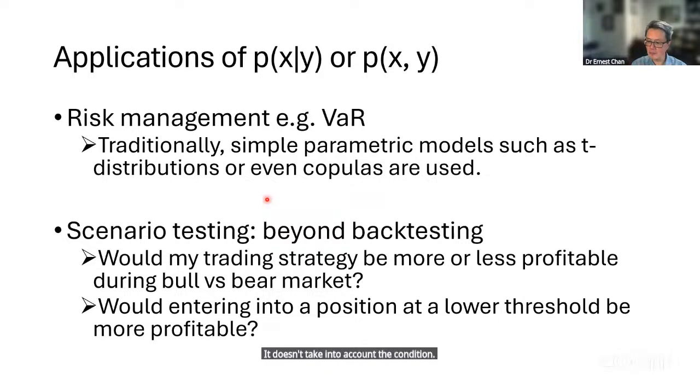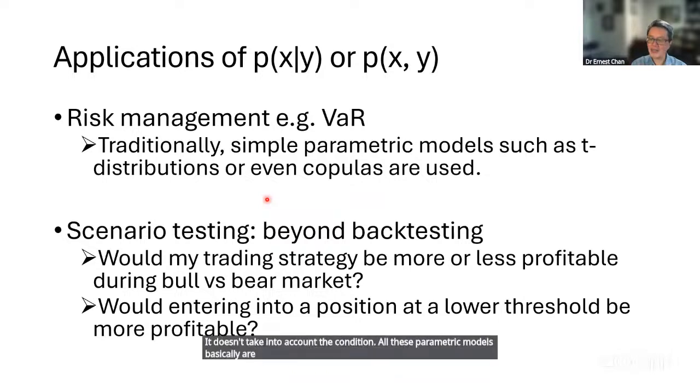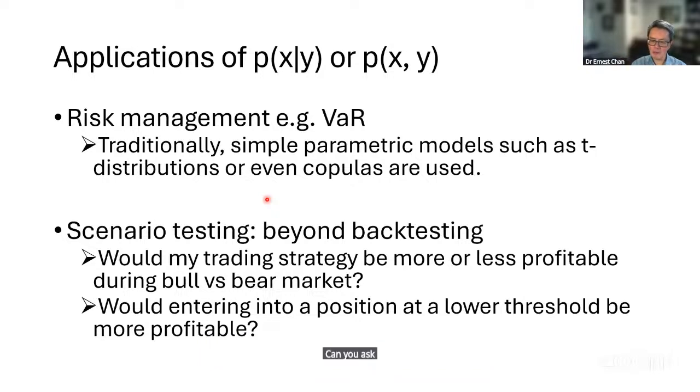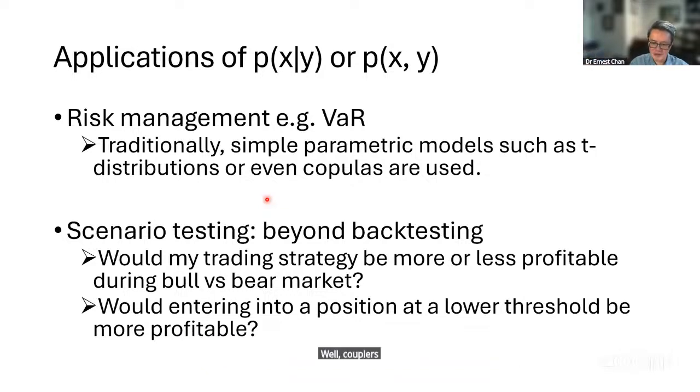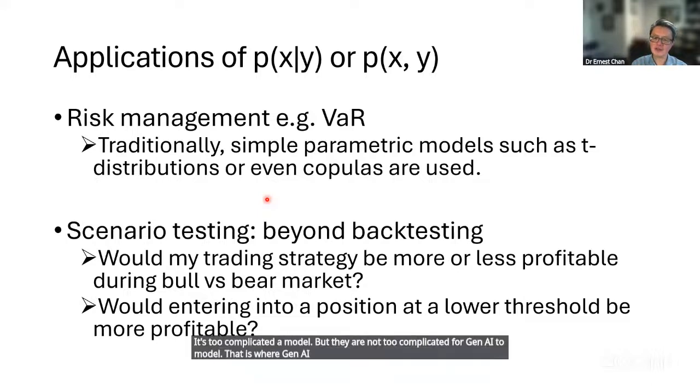All of that is great, but it doesn't take into account the condition. All these parametric models are basically unconditional models. Can you ask your copulas, what happened when tariff is 75% and when the bond is over 4% and when blah, blah, blah? Copulas typically cannot help you because this is too complicated to model, but it is not too complicated for GenAI. That is where GenAI excels, modeling the conditional probability distributions when you have a complicated set of prompts or conditions.